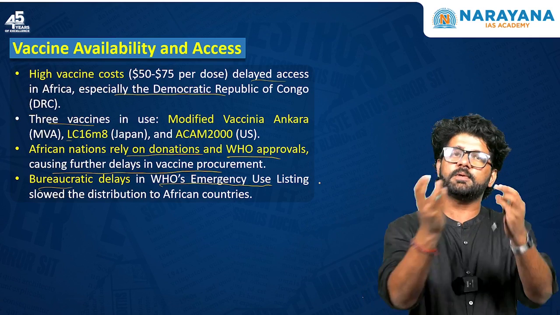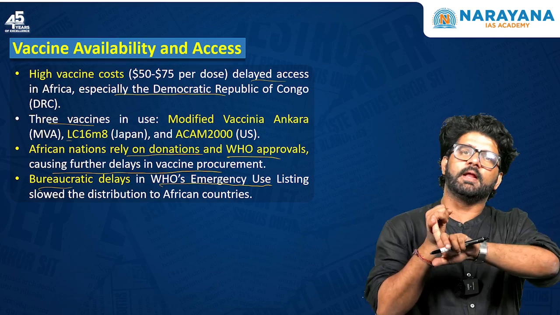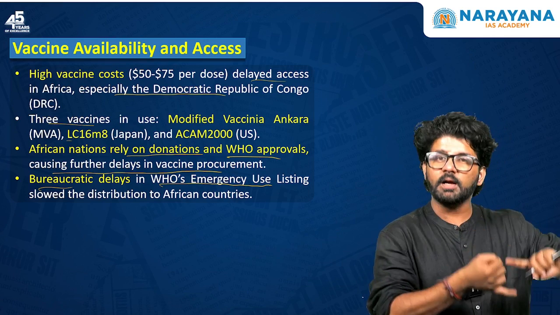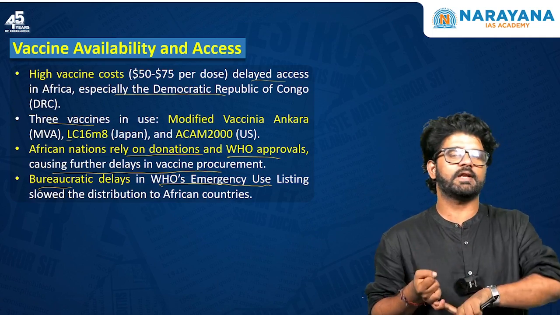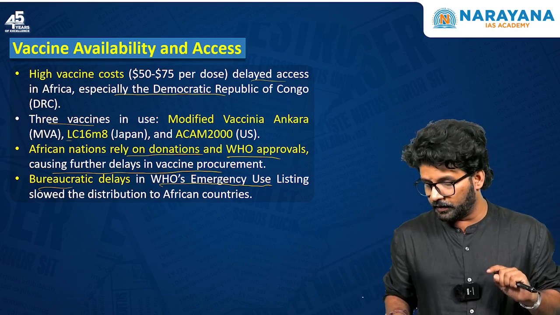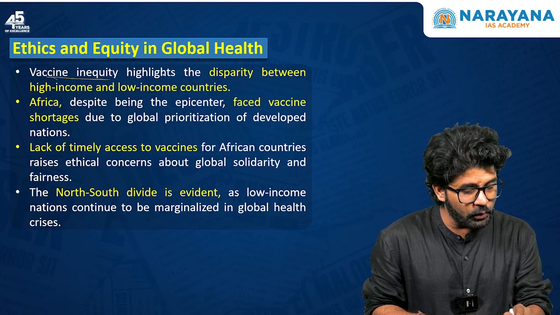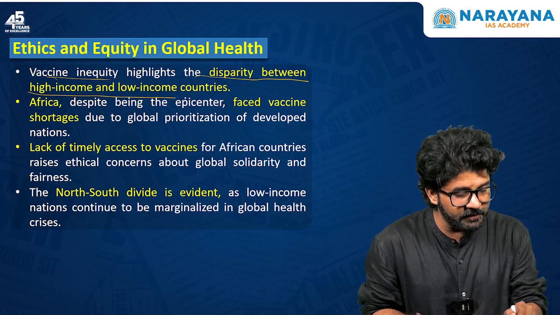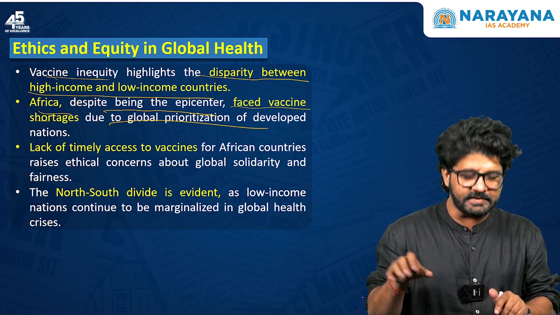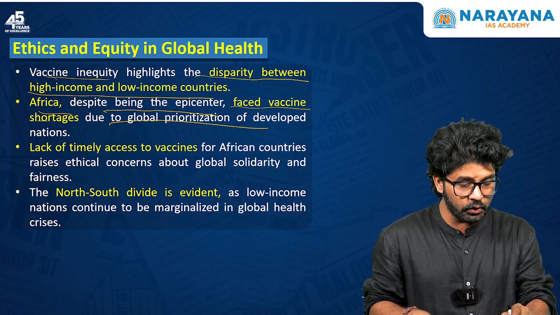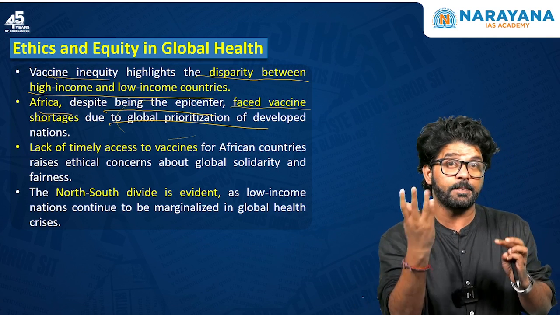Again, these are technical terms. You don't need to pay too much heed here. Just understand there is a delay when it comes to approval by WHO. There is a delay when it comes to donations, and all these things are happening because the gist is poverty is a curse. So, ethics and equity in global health. Vaccine inequity highlights the disparity between high income and low income countries. Africa, despite being the epicenter, faced vaccine shortages due to global prioritization of developed nations. Why? Because they are rich. That is the basic gist of it.